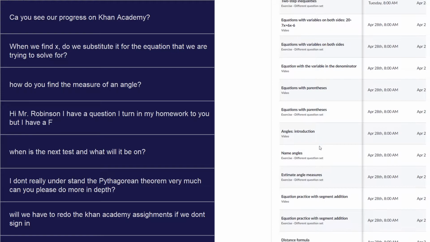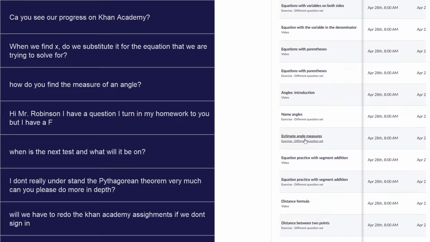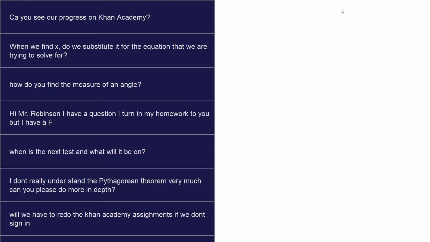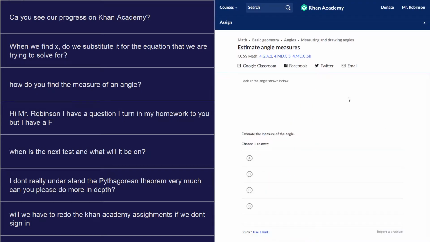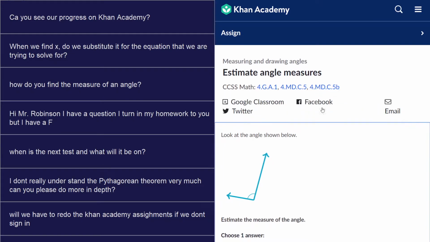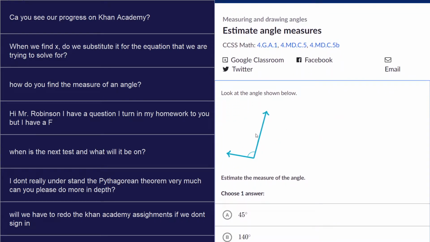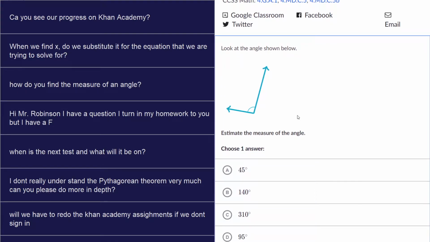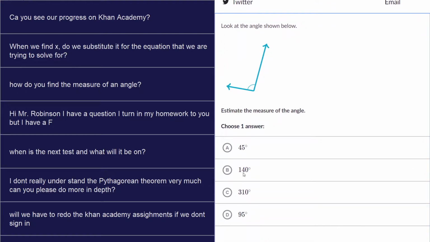So let's talk about this in a few forms here. Estimate angle measures. This was a week 1 based thing, estimating angle measures. Let's just look at a couple of these very briefly. Let me call some things out here. Okay, this particular angle, I can't tell you exactly what the angle measure is outside of them asking you to estimate based on multiple choice.